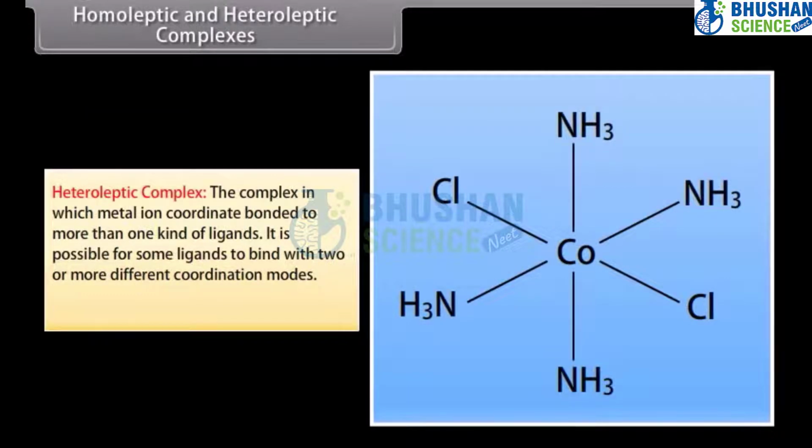Heteroleptic complex. The complex in which the metal ion is coordinate bonded to more than one kind of ligand. It is possible for some ligands to bind with two or more different coordination modes. For example, [CoCl2(NH3)4]-.